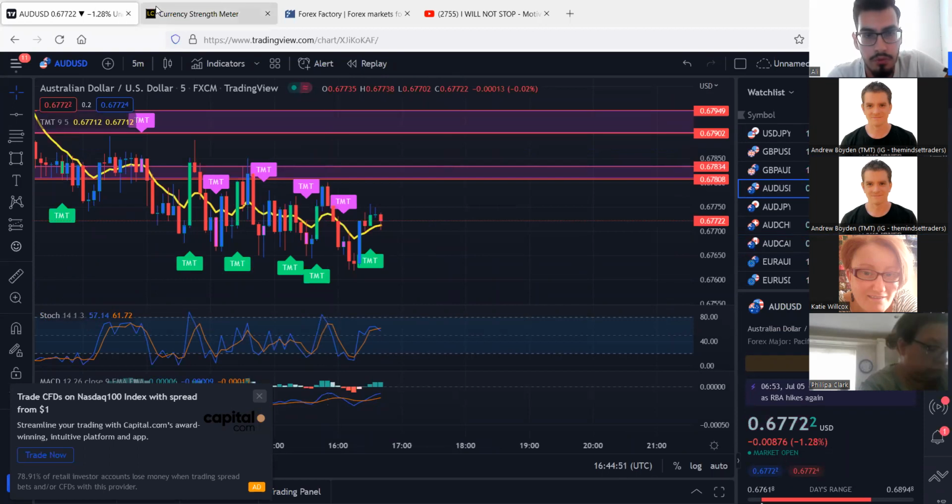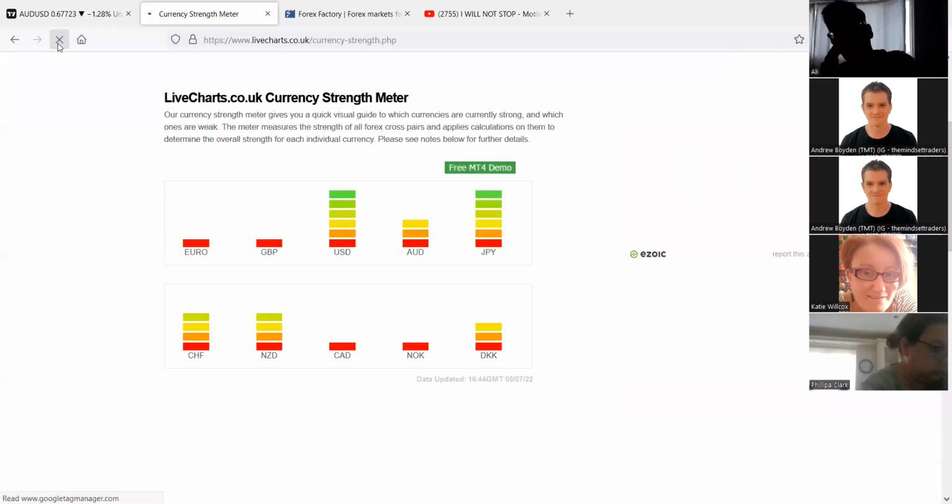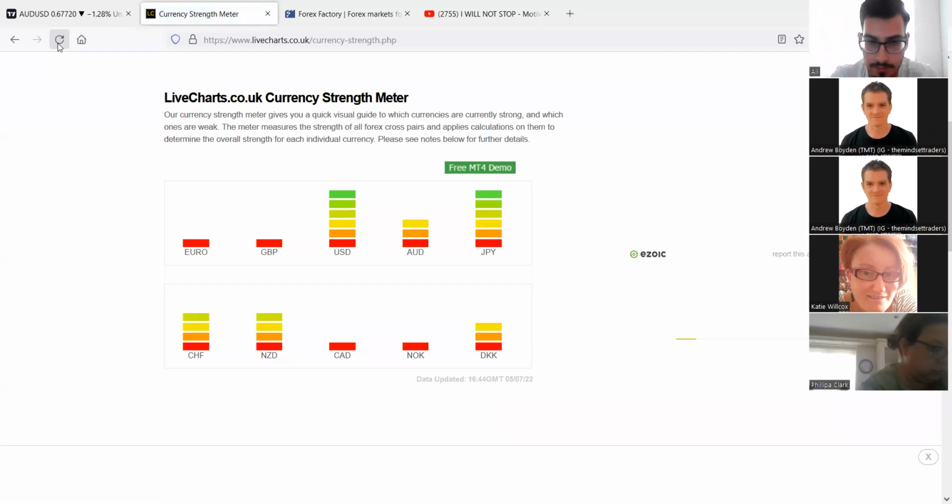AUD is not there. So what I would do now is, now that we have our areas, I would draw one more currency pair to look at.